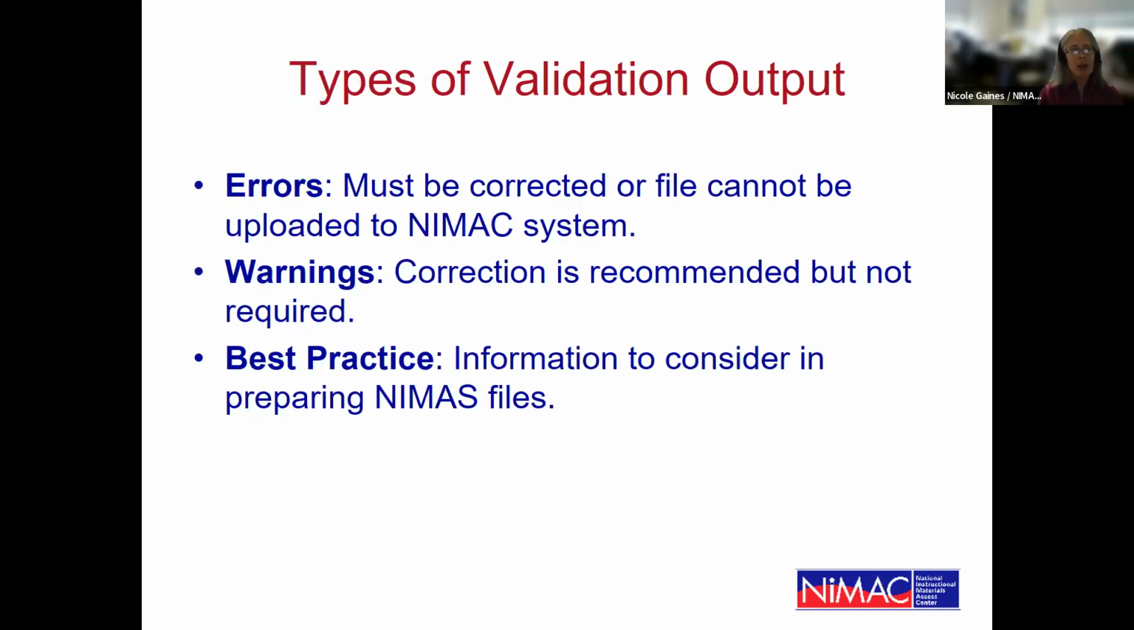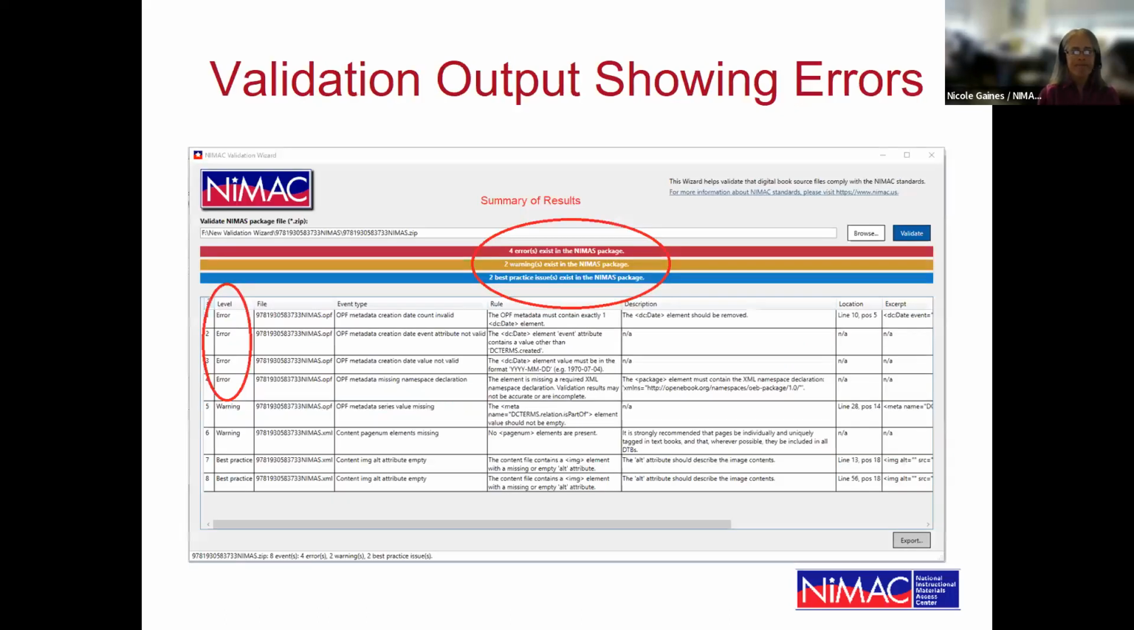Now, in terms of the type of validation output that you may see, there are 3 different types. First one is errors. These must be corrected or the file will not be accepted for upload into the system. Warnings are issues where correction is recommended but not required. And best practice is just information, such as that pagination thing that I mentioned a moment ago, where what we're seeing is a little bit unusual and you may want to just take a second look.